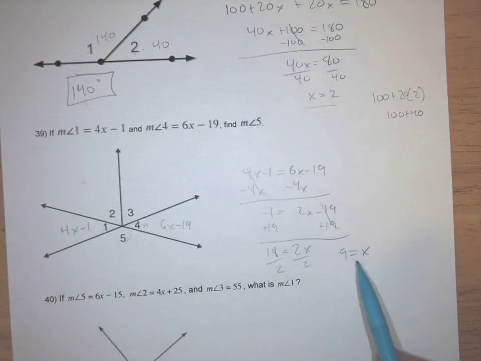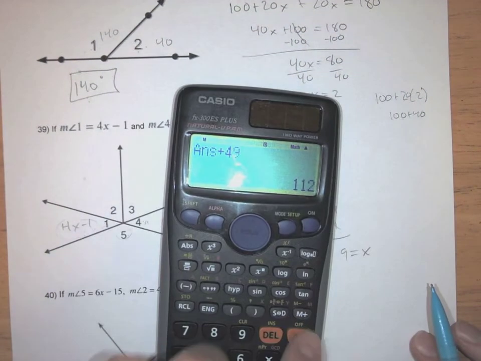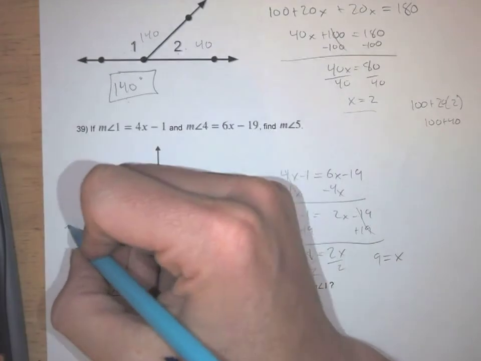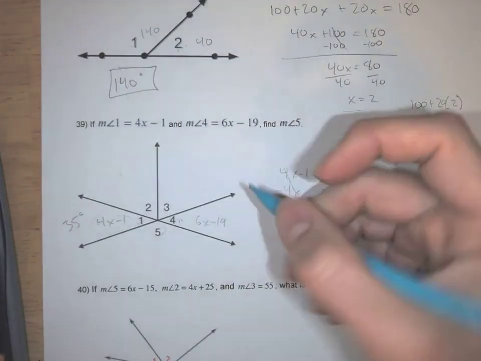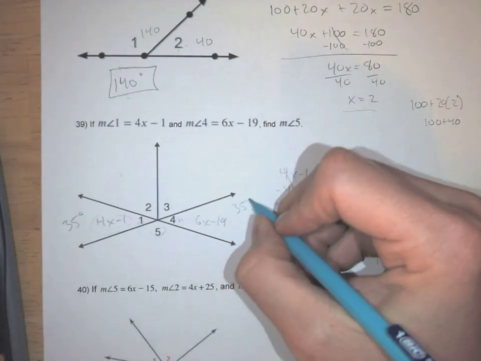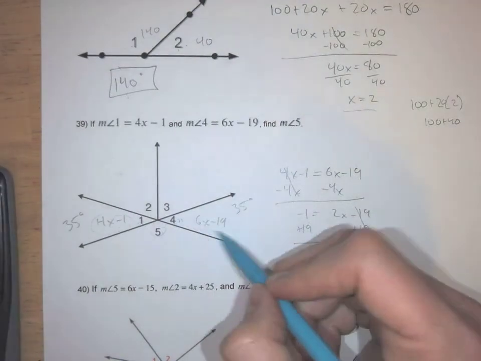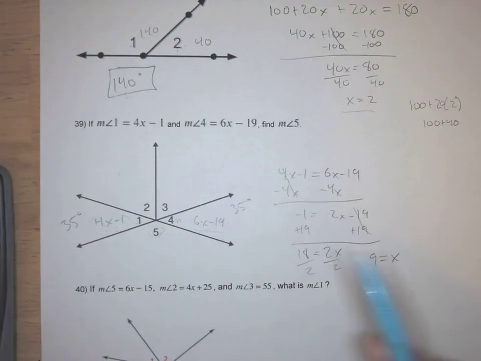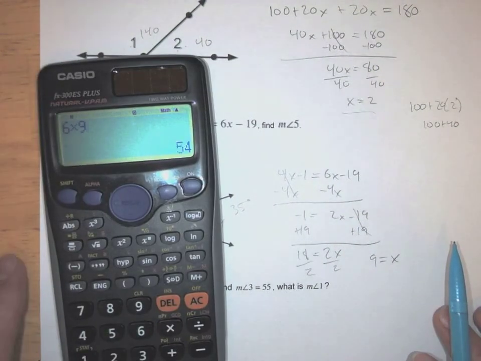So if we take this 9 and we plug it into this expression, we'll figure out what angle 1 is. 4 times 9 minus 1. Okay, so angle 1 is 35 degrees. Now because these are vertical angles, without even really having to check, if we did this right, then this angle 4 should also be 35 degrees. Let's double check though, and let's use this expression. So x is still 9. 6 times 9 minus 19. Let's double check that. Okay, that's 54.